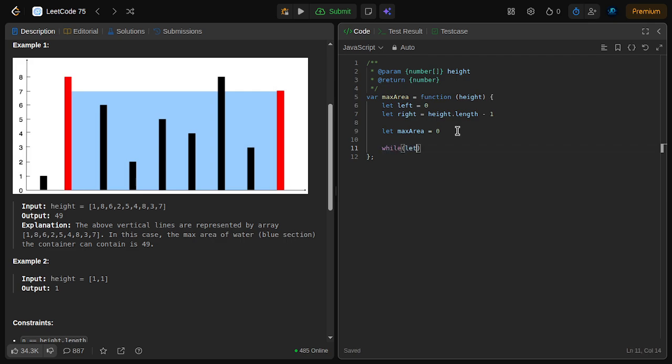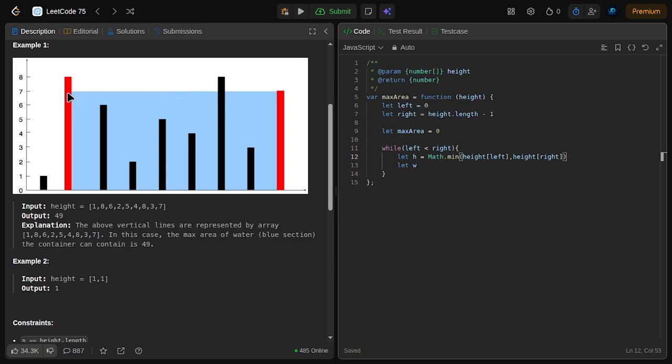Now start a while loop. It runs while left is smaller than right. First we need two things for calculating the area: the height and the width. We calculate the height by writing Math.min of height of left and height of right. Why do I take the minimum value?